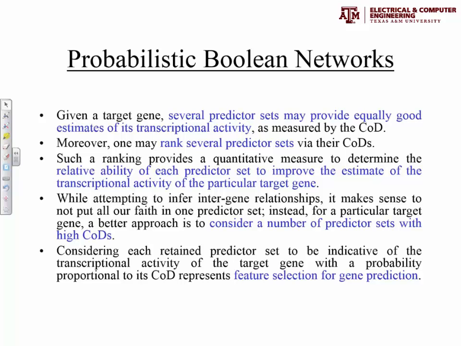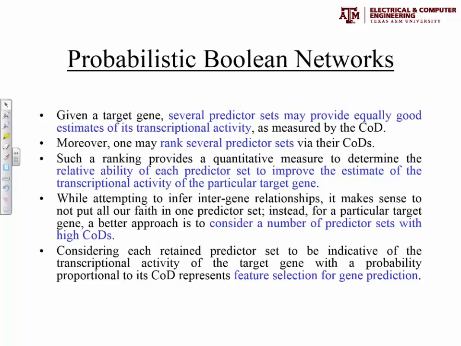And so instead of a deterministic network, you're going to get something that becomes stochastic. Considering each retained predictor set to be indicative of the transcriptional activity of the target gene with a probability that is proportional to its COD represents feature selection for gene prediction.